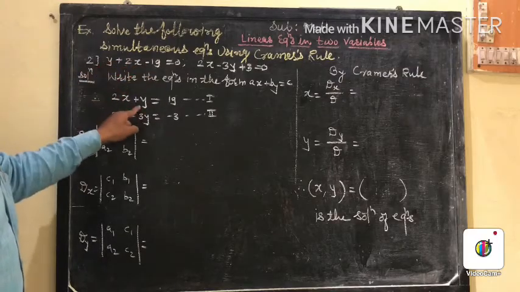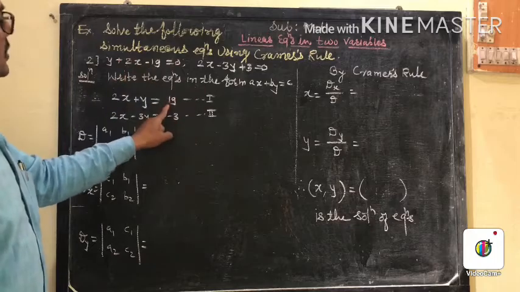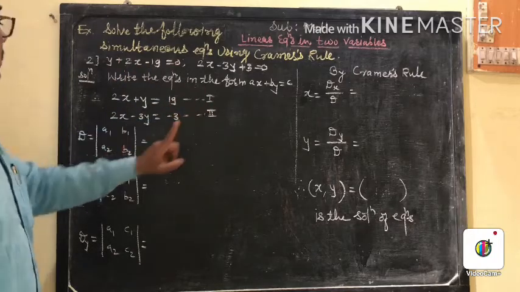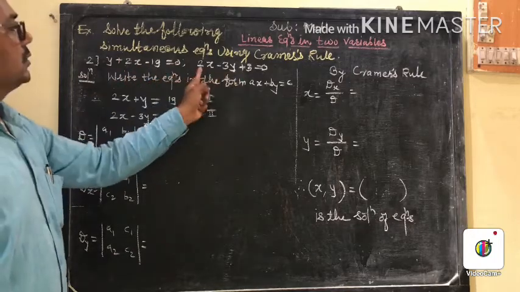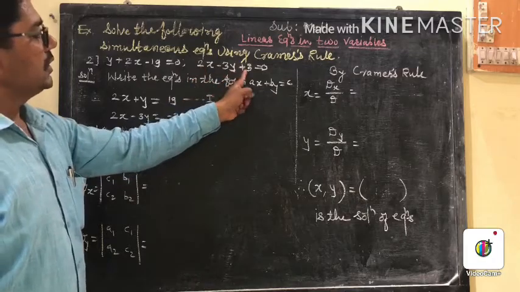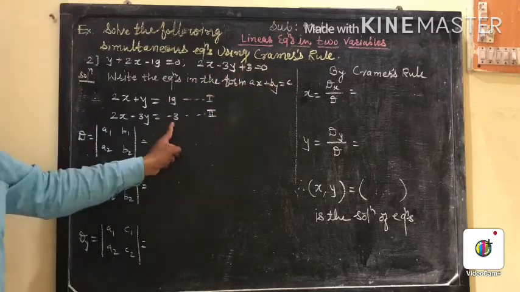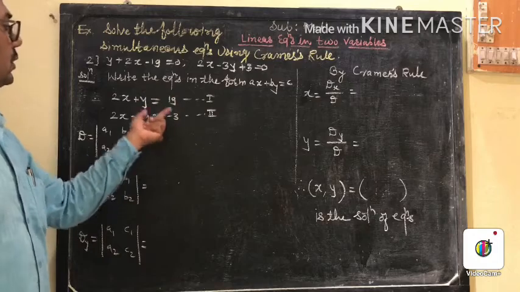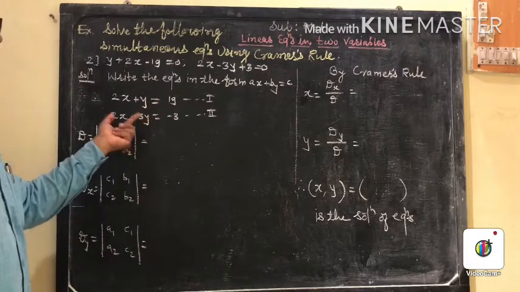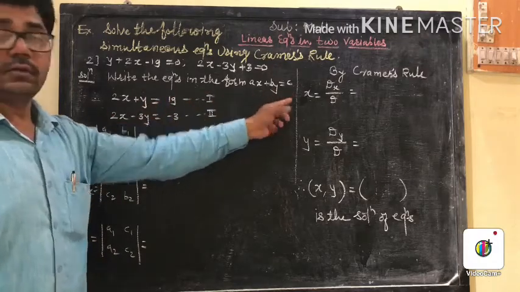2x plus y minus 19 goes to the other side as plus 19. Okay, this one is the first equation. The second equation is 2x minus 3y, and plus 3 goes to the other side as minus 3. These are the two linear equations in two variables. Now they are in the form of ax plus by is equal to c.